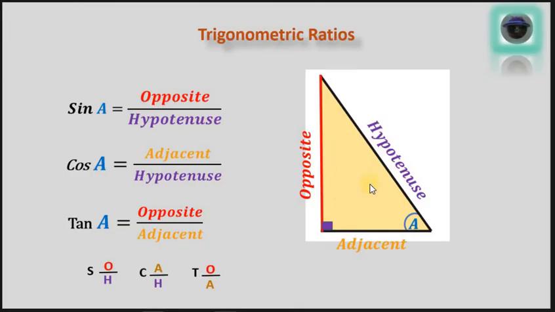Now, as you can see, here we have angle A, and why is this side opposite? Because, as we can see, this side here faces angle A, and this side is next to angle A, so it's adjacent to angle A. And this side faces the 90-degree angle, right? The 90-degree angle. So this is the hypotenuse.